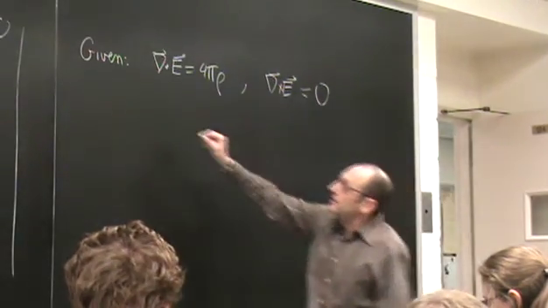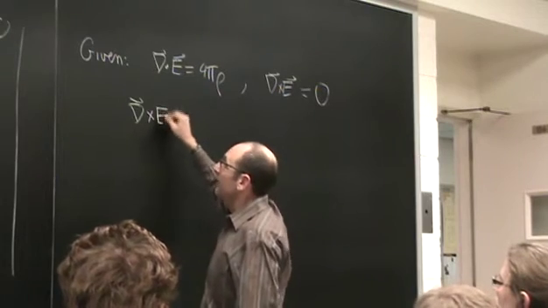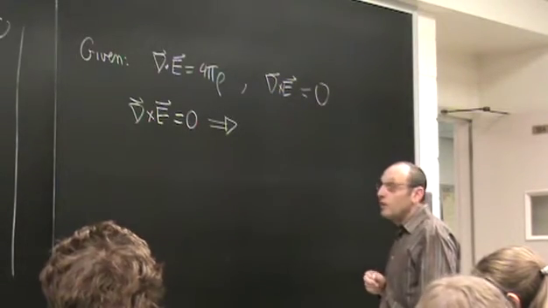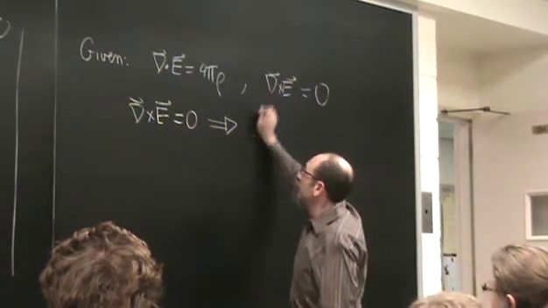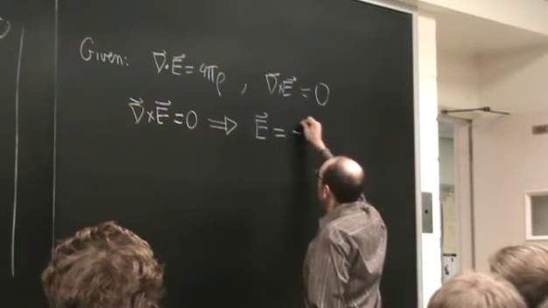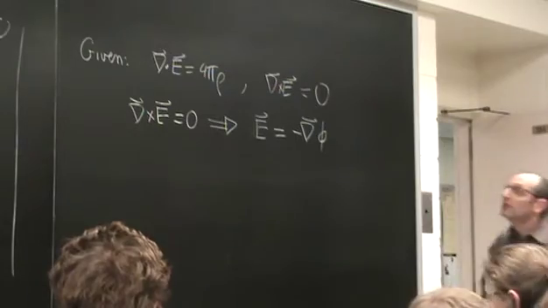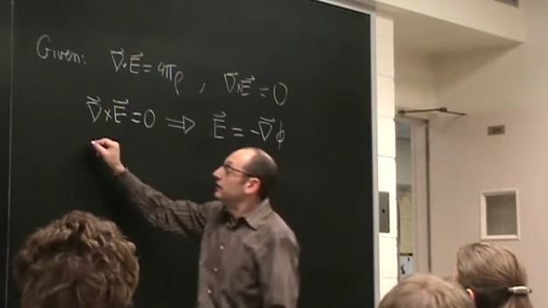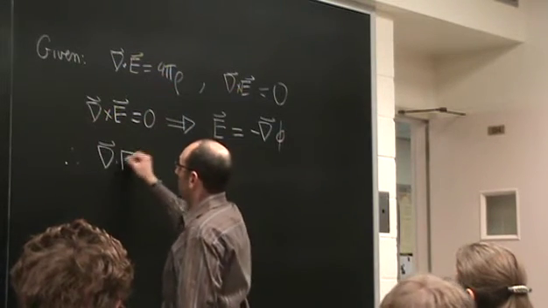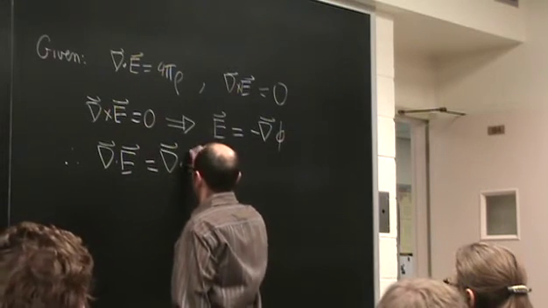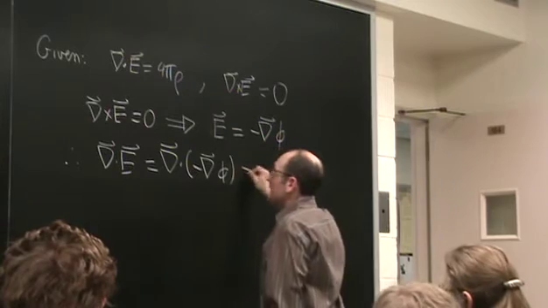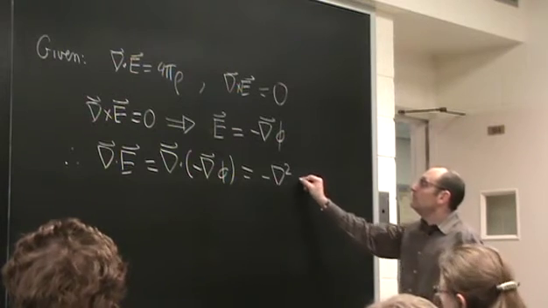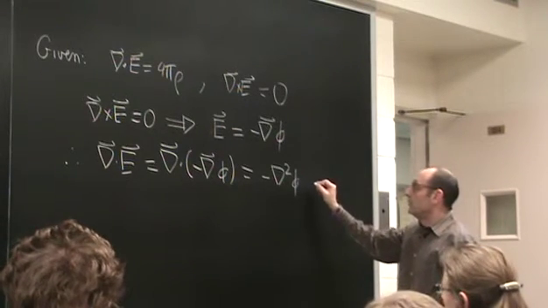Well, this equation, what we just said is del cross E equals 0, is equivalent to saying that the electric field must be minus the gradient of a potential. Then we can plug this equation into here. Del dot minus grad phi, and del dot del is the Laplacian, equals 4 pi rho.